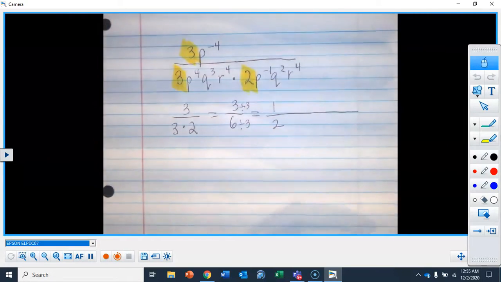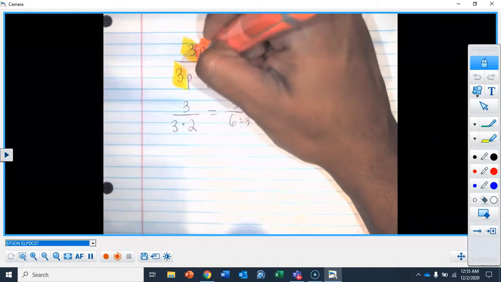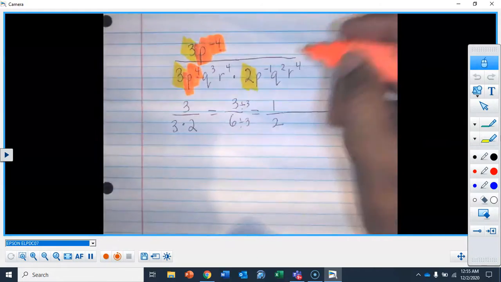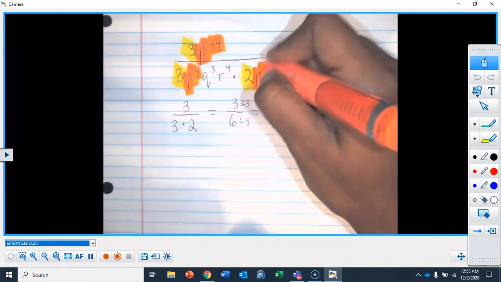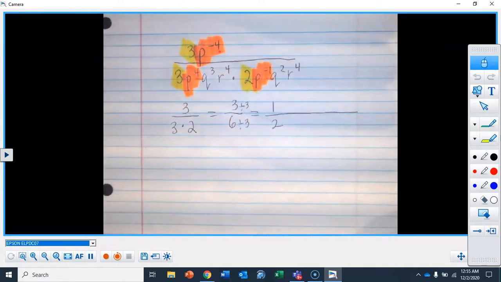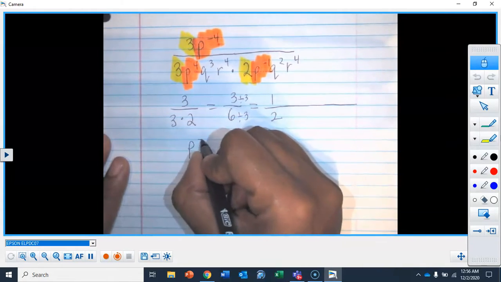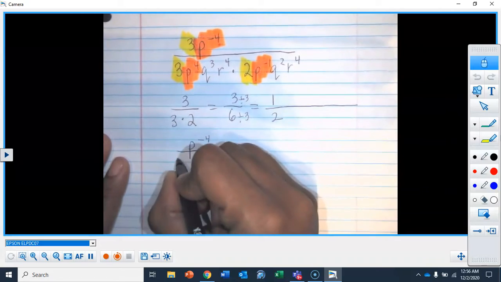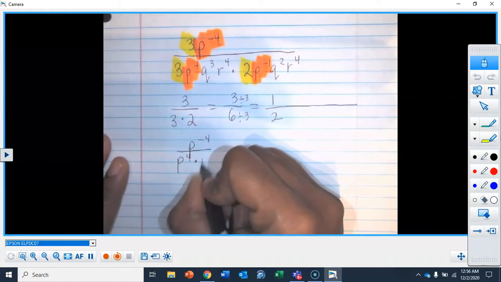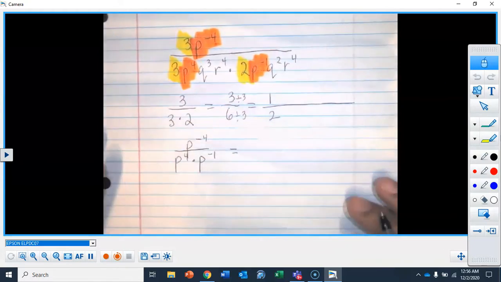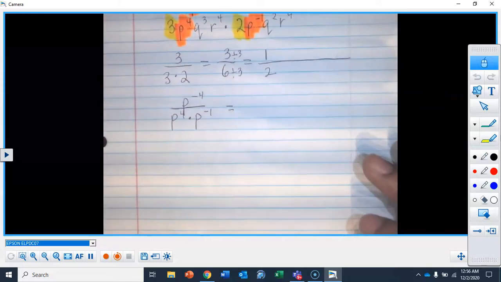All right, now let's go do our p's. So I have p to the negative 4, p to the 4 here, and then times down here, there's a p to the negative 1. So if I start grouping it together, scratch work, p to the negative 4 over times p to the negative 1. Okay, so again, going to show it 2 ways.